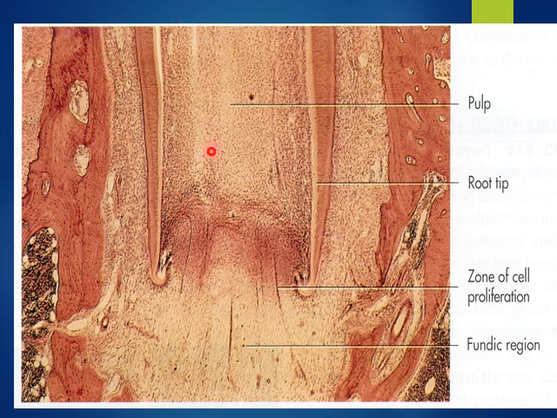movement in the occlusal direction. So this space will be filled by the formation of dentine to fill the apical region, cementum, and also periodontal fibers in the apical region, and also the formation of trabeculae of bone to fill this fundic area.